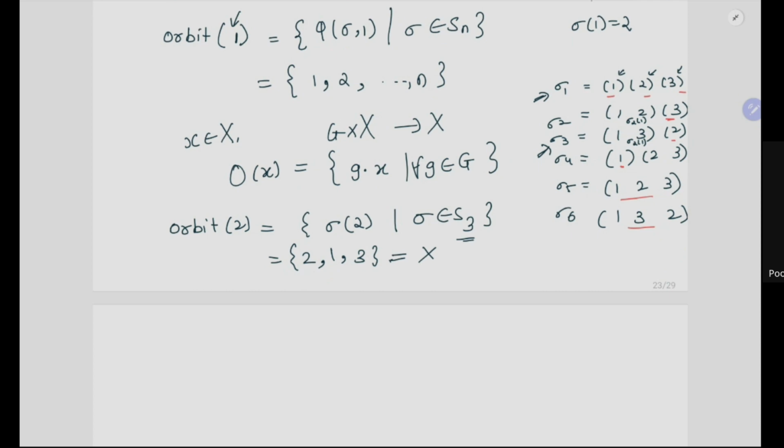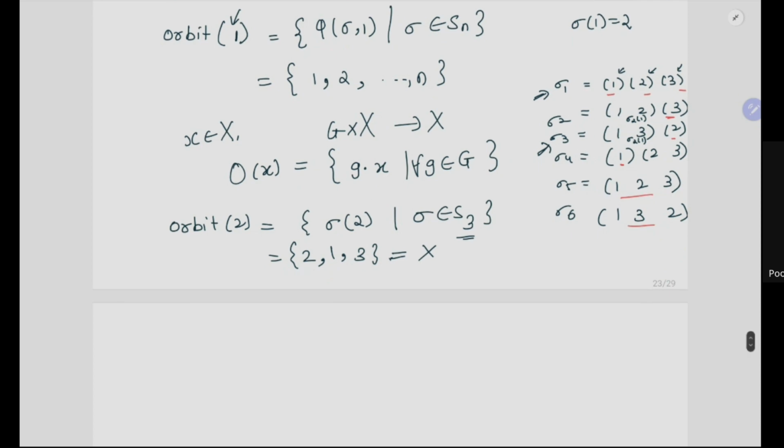Similarly, the orbit of 3 will again be all the elements of X. Here 3 is going to 3. Similarly, for sigma 2, 3 is going to 3, so we don't care. In sigma 3, 3 is going to 1. In sigma 4, 3 is going to 2.